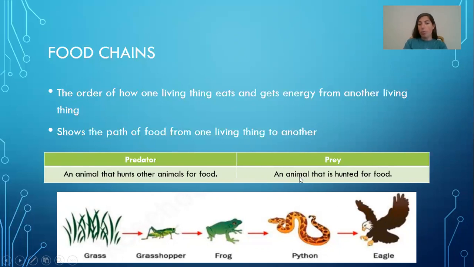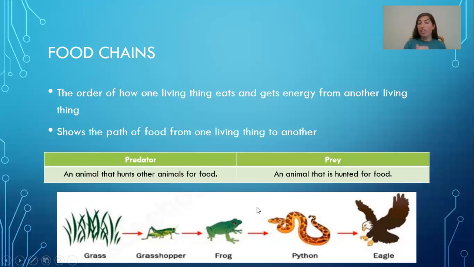So let's take a look at which of these would be prey. Remember, prey is an animal that is hunted. It's the one that is going to be eaten, unfortunately. So if we remember, we said that the frog is eating the grasshopper. That means the grasshopper is prey. The python is eating the frog. That means the frog is prey. The eagle is eating the python. That means the python is prey.